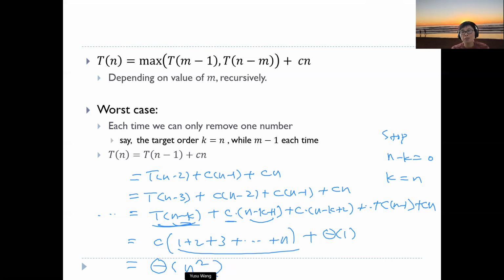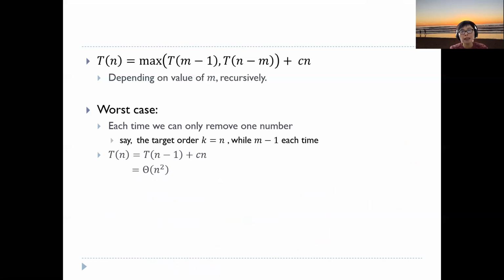Okay, so as we see, in the worst case, when unlucky, every time we can only eliminate one number and have to still recurse on a big portion, then in the end this algorithm takes a quadratic running time. Okay, so that's what we have.